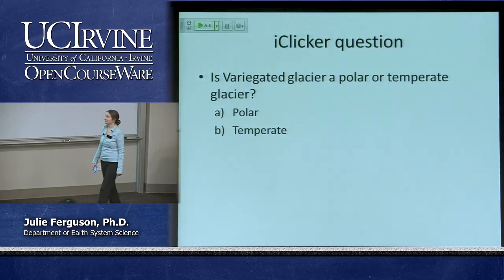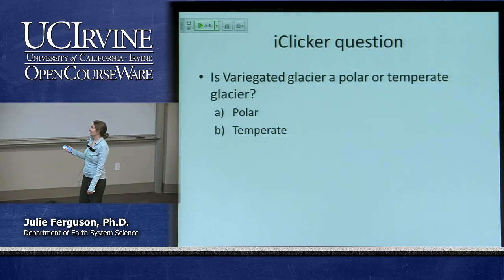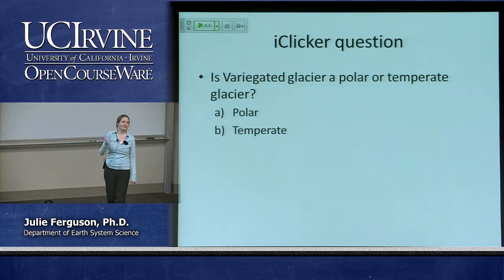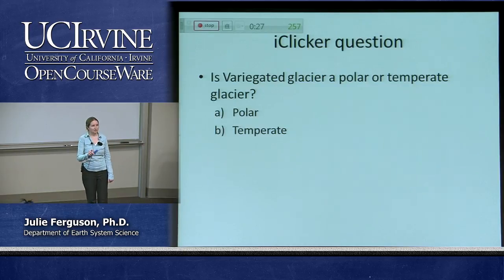So first of all, is Variegated Glacier a polar or a temperate glacier, having just watched that video? Any more?